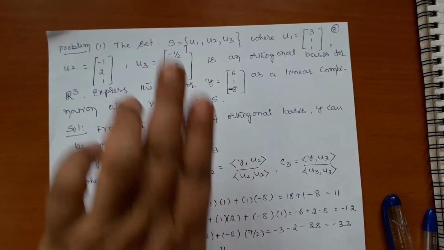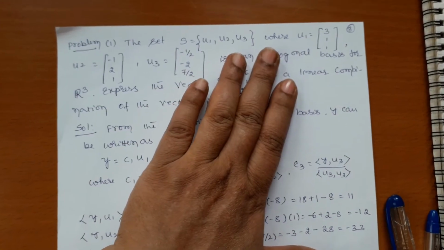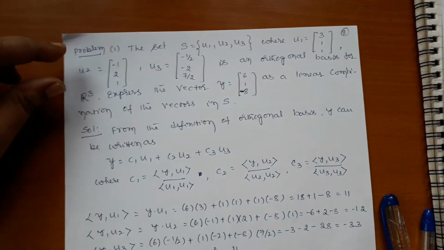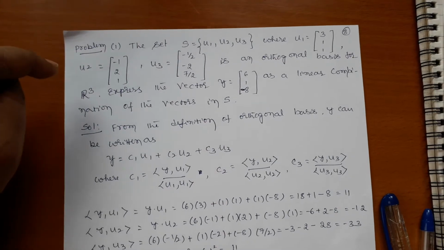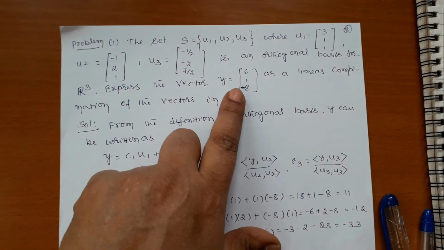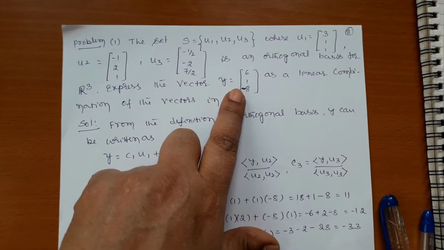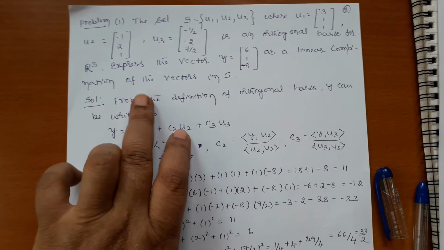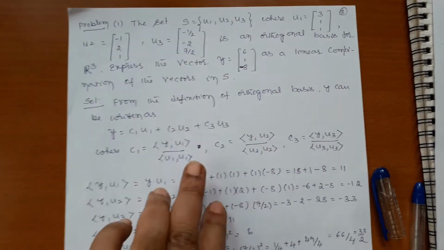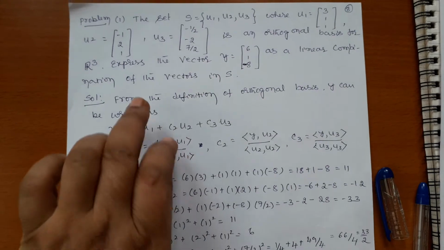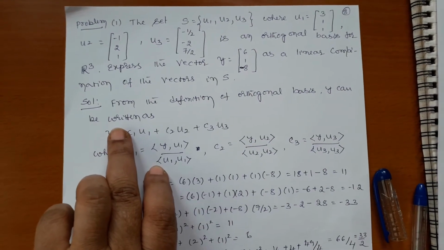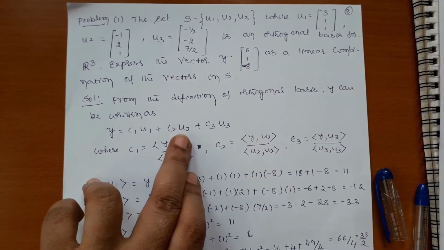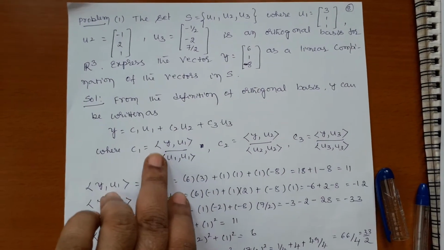They have already given the vectors for S: U1, U2, U3 form an orthogonal basis of R cube, an orthogonal basis for Euclidean space of dimension 3. Then I have to choose a vector in R cube and express it as a linear combination of U1, U2, U3. They are asking to express it as a linear combination of vectors in S, meaning U1, U2, U3. As I told you a few minutes before, from the definition of an orthogonal basis, any vector in R cube can be written as the linear combination C1 U1 plus C2 U2 plus C3 U3. But what is the C1 formula?